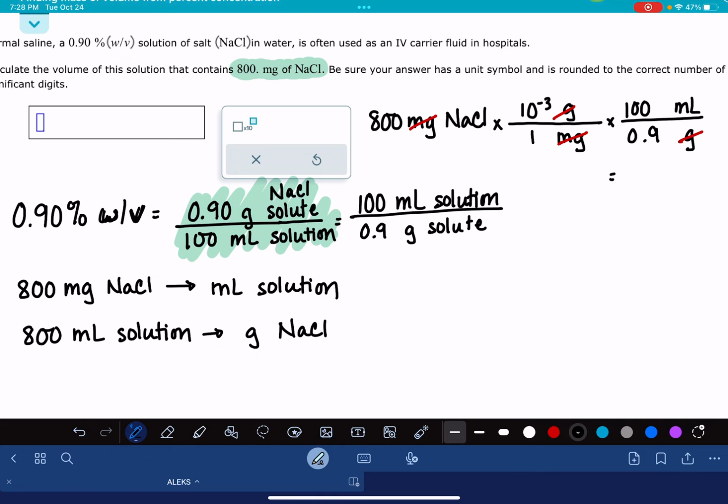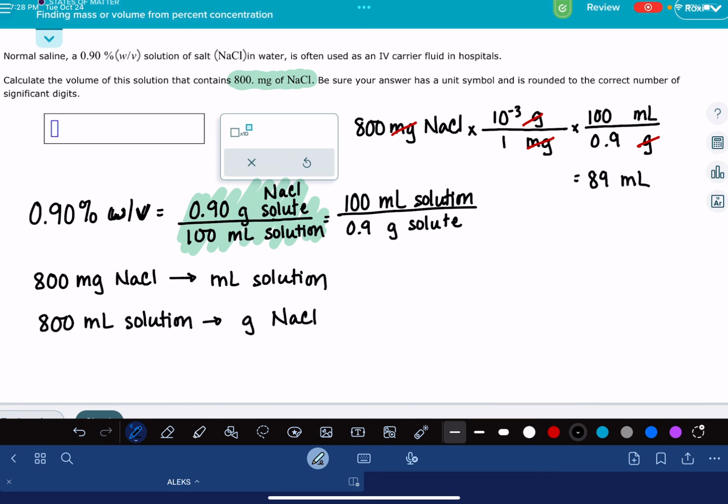And then we are just going to work the math out with our calculator. We have 800 times 10 to the minus 3 times 100 divided by 0.9. Assuming that I got everything punched into my calculator correctly, I get 89 milliliters of the solution. In the answer box here, it tells us that we need to make sure that we have a unit symbol. That's going to be milliliters. We don't need to say milliliters of solution, just milliliters. It also says that we need it to be rounded to the correct number of sig figs. For me, that's just 2 sig figs because I've got the 0.90, which is 2 sig figs. So this is version of the problem number 1, where we're starting with a mass and being asked to convert into volume.